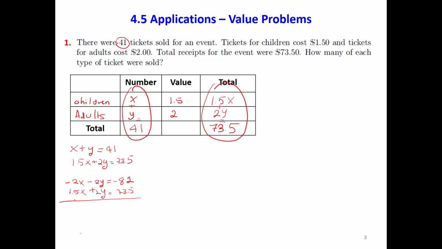Then for x, -2x plus 1.5x will be -0.5x, the y terms cancel out, and the right side will be -8.5. Now we can solve for x, and we can divide by -0.5 on both sides. This cancels out, and x equals 17.